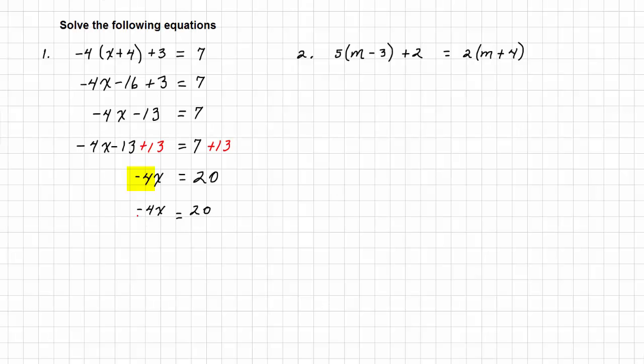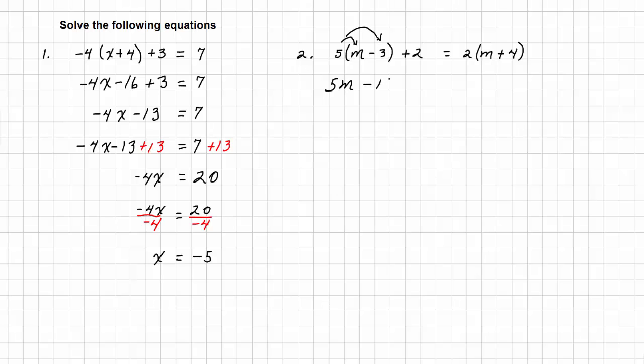As soon as you do it on the left, you have to do it on the right. So you end up on the left with negative 4 divided by negative 4, or 1x, and on the right, 20 divided by negative 4, which is negative 5. On equation number 2, we multiply the m minus 3 by 5, so we get 5m minus 15.